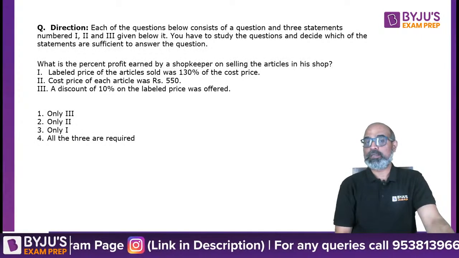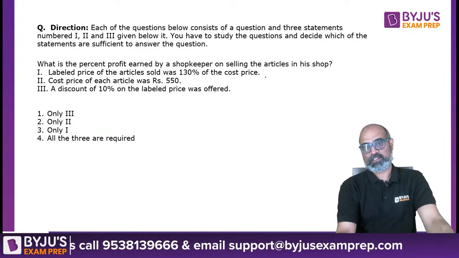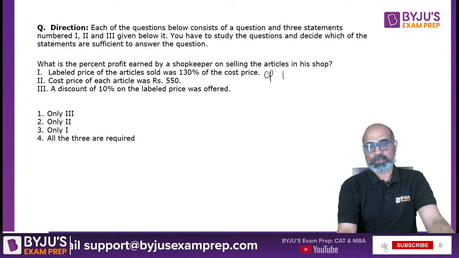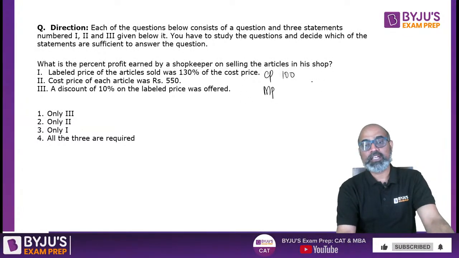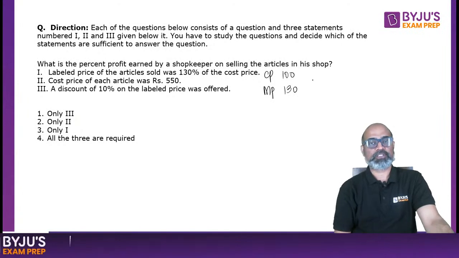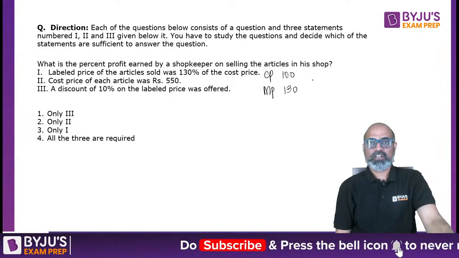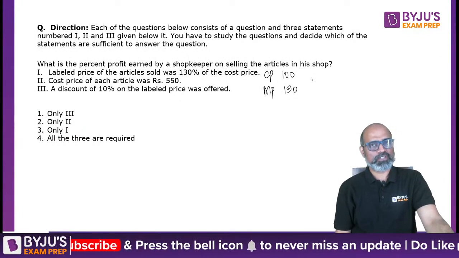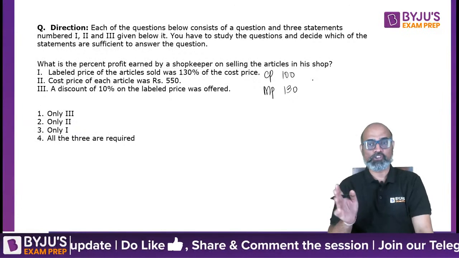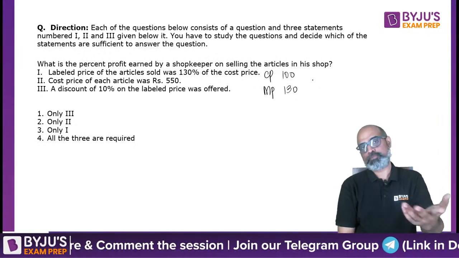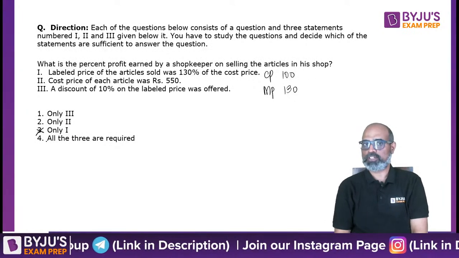First statement says labeled price. Labeled price means marked price of the article sold was 130% of the cost price. Okay, so it gives us that if the cost price was 100, then marked price or the labeled price was 130%, that is it was 130 rupees. इससे अपन क्या निकाल सकते हैं? Profit percentage, can we figure out? No, we need discount, because if the mark price is given, we need to know that whether discount was offered or not. If discount was not offered, then mark price becomes our selling price. Profit percentage निकल जाएगा. But if nothing is mentioned, how would we figure it out? So one alone will not help us solve it.